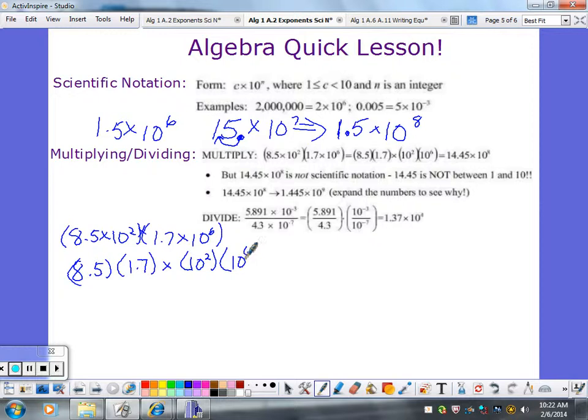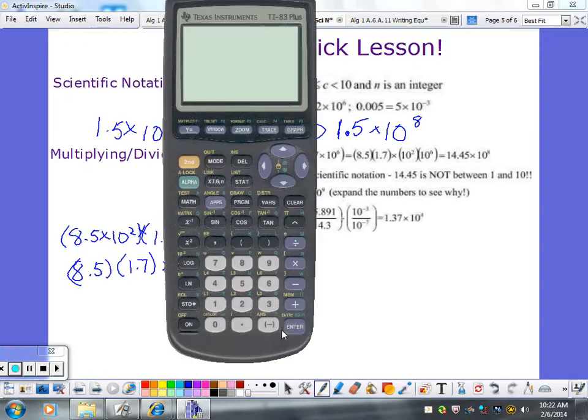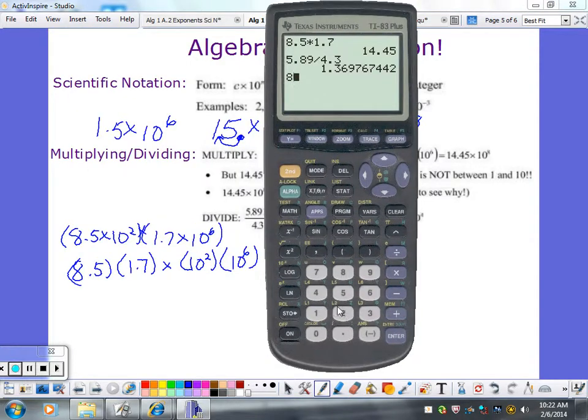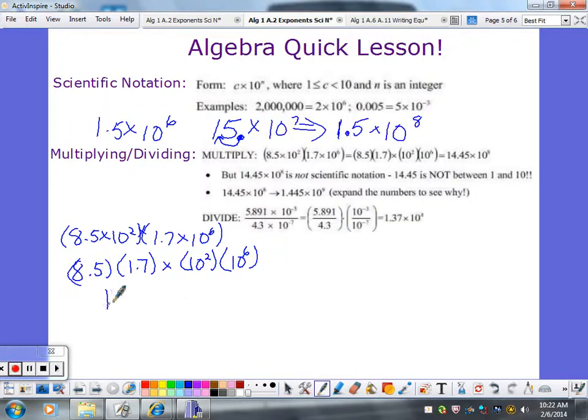And I'm carefully just saying, when am I putting an X and not? I could have put an X in all the places, so I just mix them up a little bit. What is 8.5 times 1.7? Let's find out. I already did it in the last class. I'll do it again. 14.45.